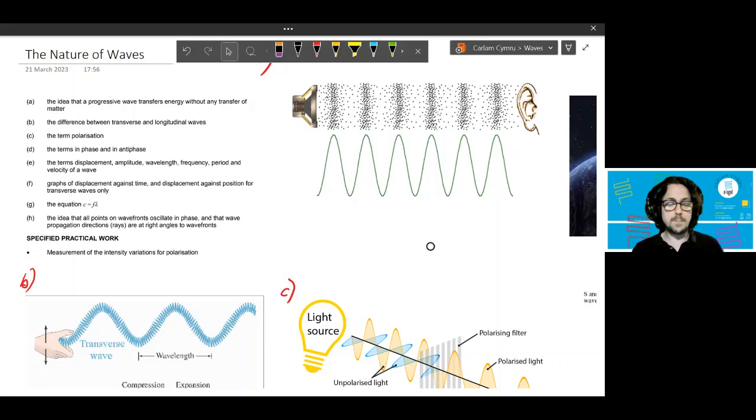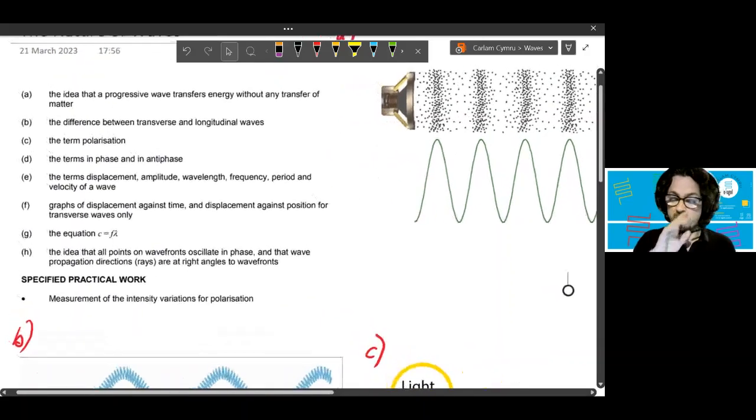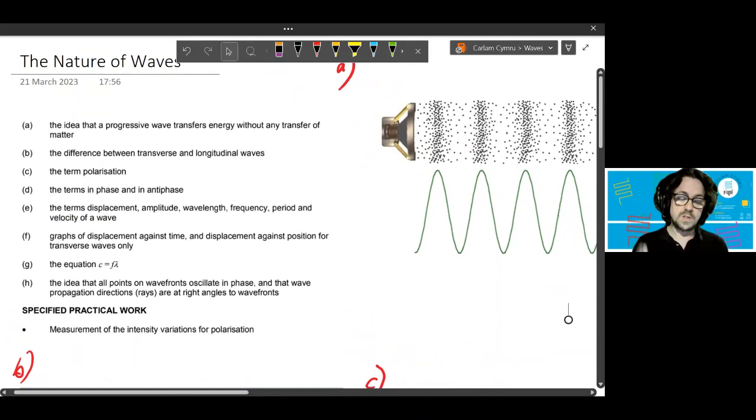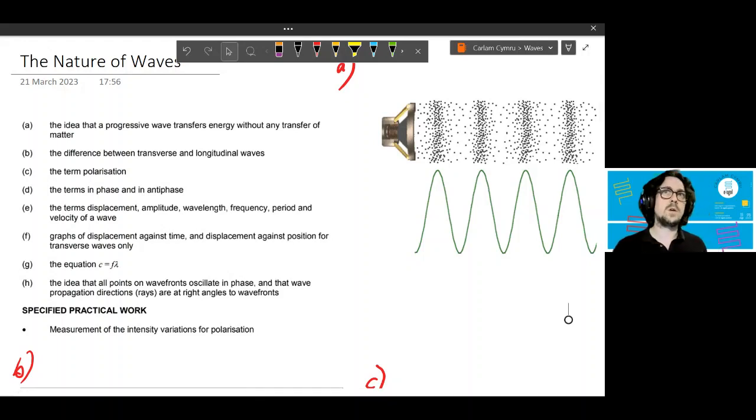Thank you, Jane. Thank you for the introduction, and we're going to look at the nature of waves, which really is the basics and the fundamentals of waves. Let's crack on. Now I've got the specification and what you need to learn. To begin with then, we're going to start off by thinking about the idea of what a progressive wave is and the fact that it transfers energy without transferring matter. And that's a fundamental thing that waves do. They transfer energy without transferring matter.